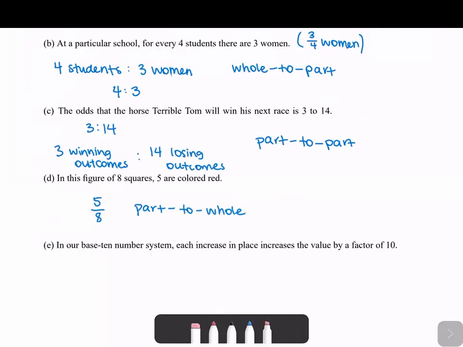And lastly, in our base 10 number system, each increase in place increases the value by a factor of 10. So you also hear ratios a lot in this context. It increased 10 to 1 is how people say this. So if it increases by a factor of 10, that means it increases 10 to 1. And so this is an example of a whole-to-whole comparison.